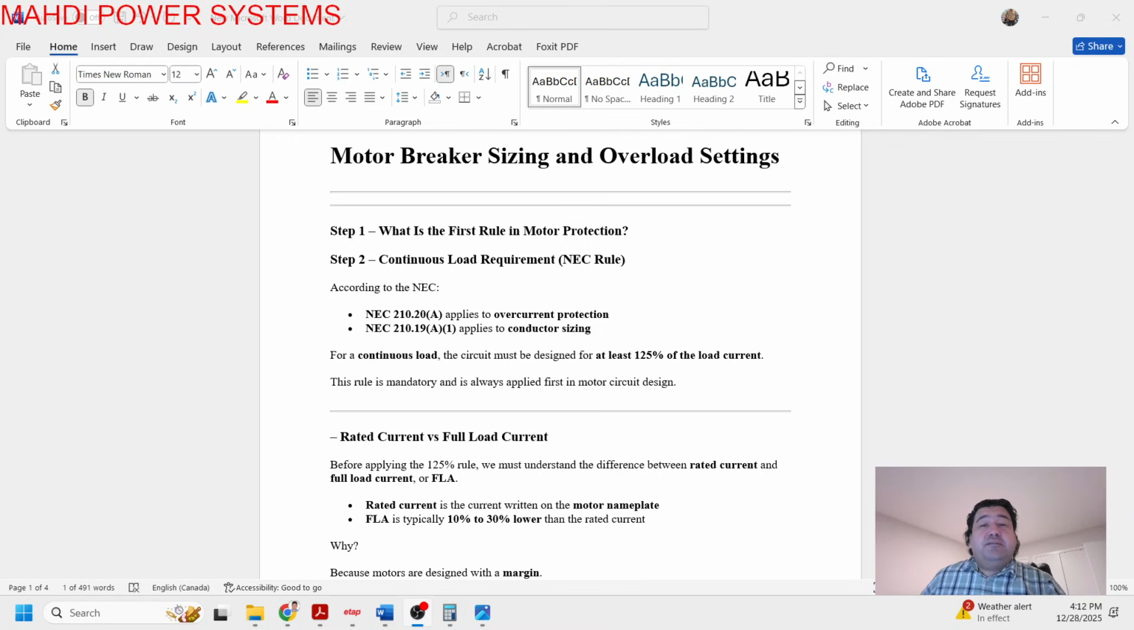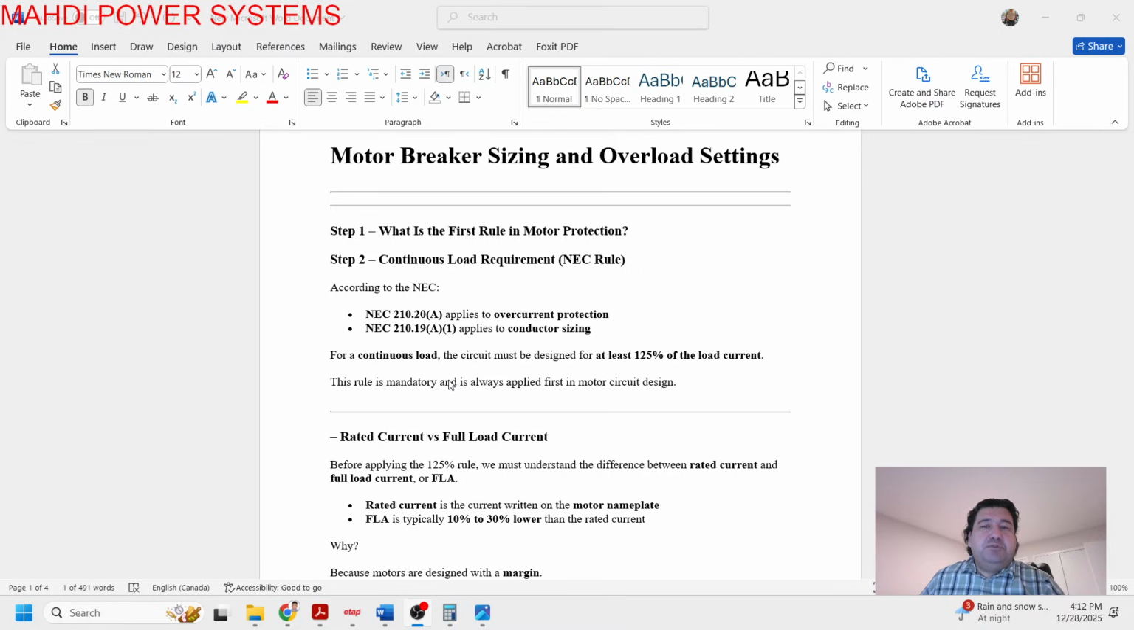For sizing of the circuit breaker, NEC has a requirement: 125%. NEC 210.20(A) applies for overcurrent protection. It says that for a continuous load, the circuit breaker must be rated at least 125% of the load current.